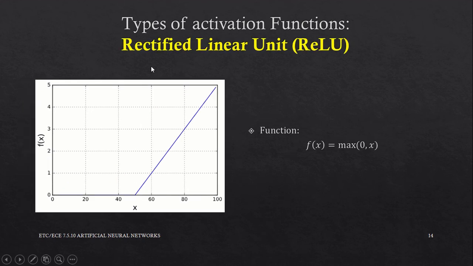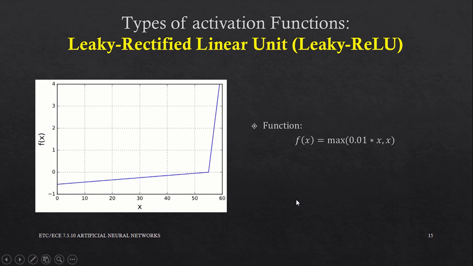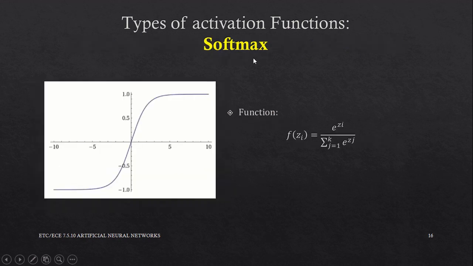Next is the rectified linear unit or ReLU. It is given as f of x equal to maximum of 0 and x. This is it. Next is the leaky rectified linear unit or leaky ReLU. It is given as maximum of 0.01 times x and x. The last activation function that I would like to enlist is the softmax activation function. It is given as f of zi equals e raised to zi upon summation of e raised to zj over the values of j from 1 to k.